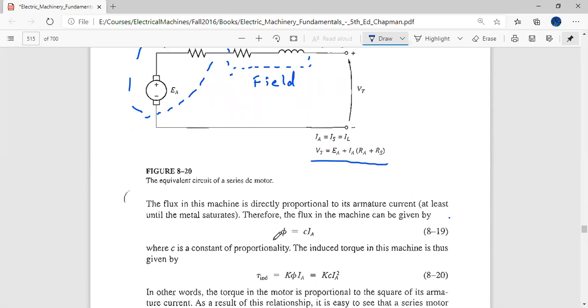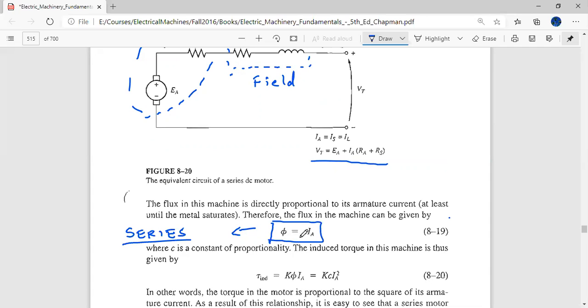Now this is a relationship which is new for you, and this relationship only applies to the series machine. Okay, it doesn't apply to the shunt motor or the separately excited DC motor. It only applies to this series DC motor. And what does the relationship say? That flux is not independent in this machine, as was the case with the separately excited motor, as was the case with the shunt motor.